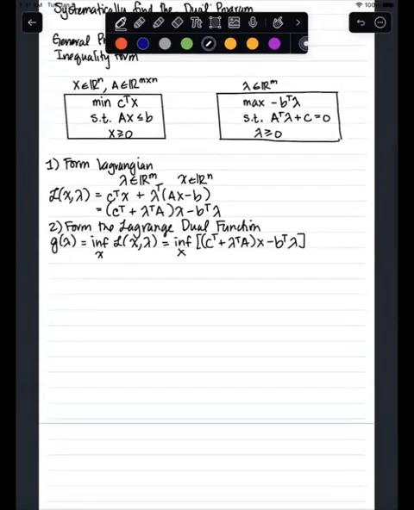So now we have to think about what is the minimum value we can achieve with no constraints on x. If we take a look at this here, if this is positive, x can be negative infinity, in which case this whole thing would take on the value of negative infinity, which is not very helpful to us. So what we want to do is make this constraint 0 in order to have a meaningful answer.